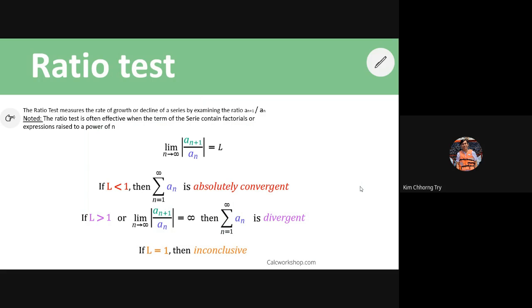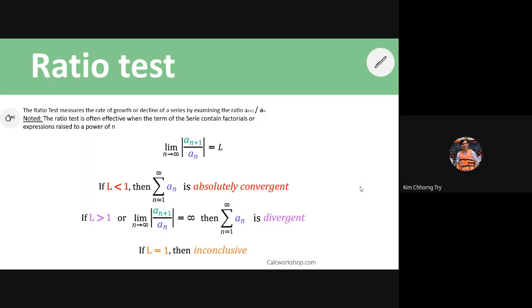We should note that the ratio test is often effective when the terms of the series contain factorials or expressions raised to the power of n. Here we have the limit as n approaches infinity of the absolute value of the ratio a sub n plus 1 over a sub n, equal to L. L is the value of the result of the limit.